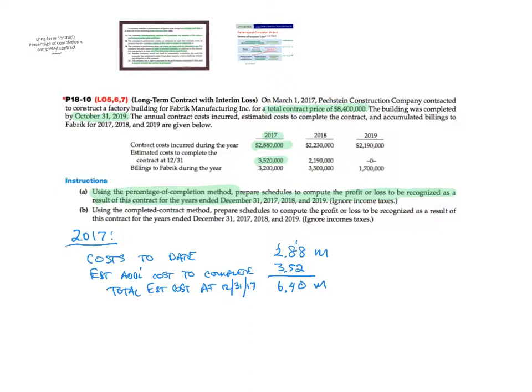Next, we're going to figure out the percentage that we're complete. It is going to be this $2.88 million that we've spent so far divided by the $6.4 million total estimated cost, and I come up with 45%, or 0.45.